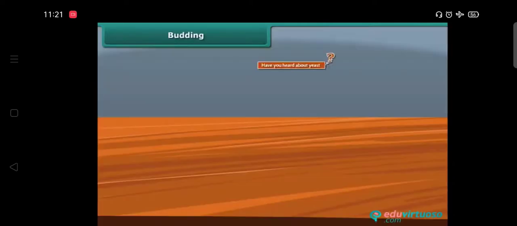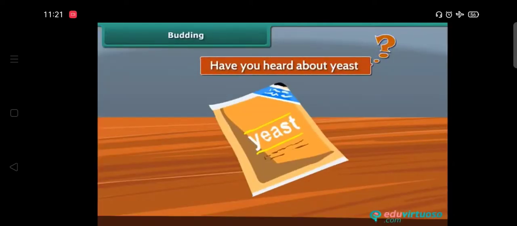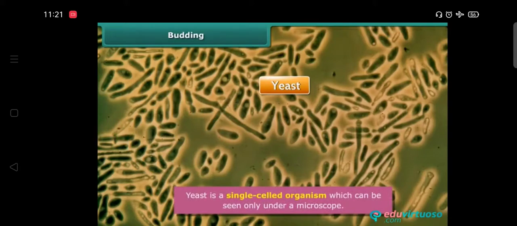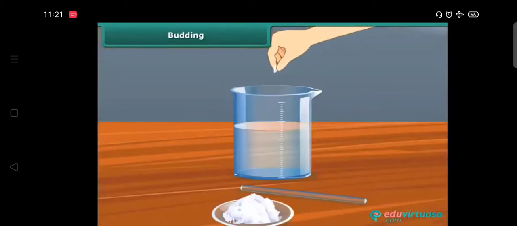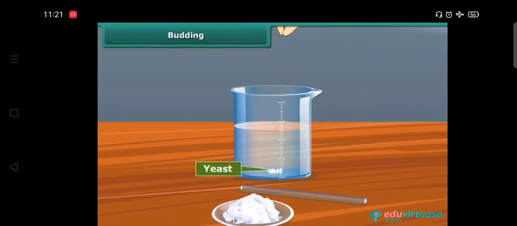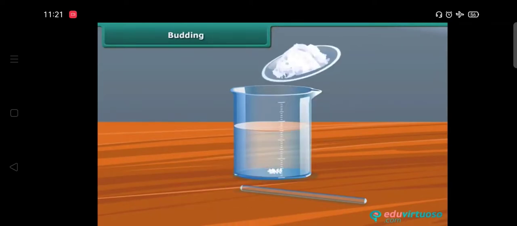Budding. Children, have you heard about yeast? It is a single-celled organism which can be seen only under microscope. Let us see how they grow and multiply. Take a pinch of yeast powder and place it in a beaker with some water. Add some sugar and swirl to dissolve it.